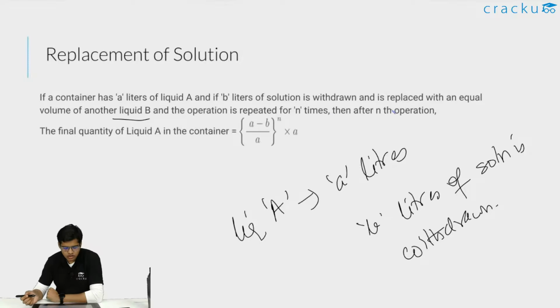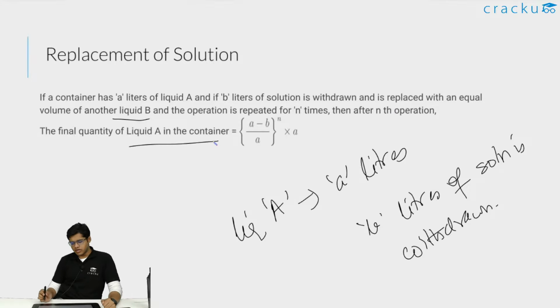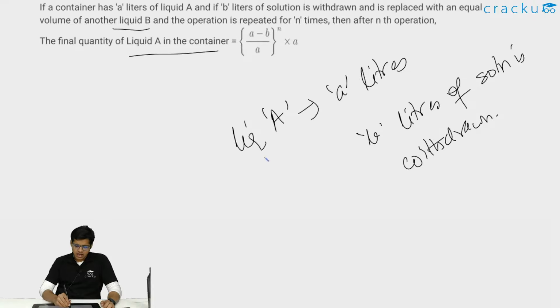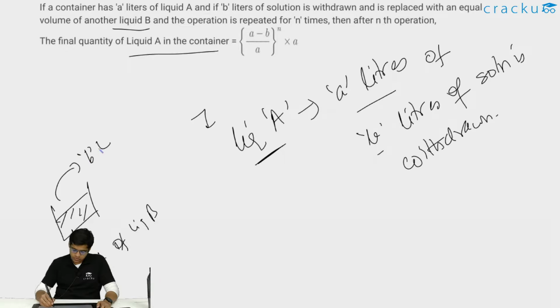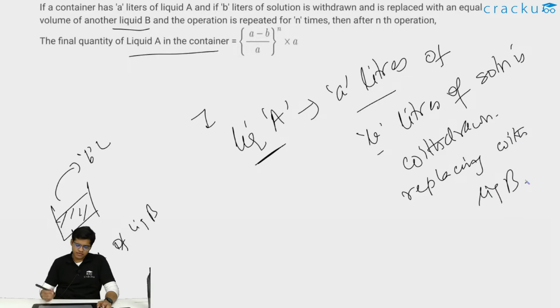Then after the nth operation, the final quantity of liquid A in the mixture will be, so basically there is a solution in which we are having A liters of liquid A, right? Let me draw it. A liters of liquid A. Now from this, B liters of liquid is withdrawn. We are picking out B liters of the mixture and replacing it with B liters of liquid B, right? And this we are doing n times.